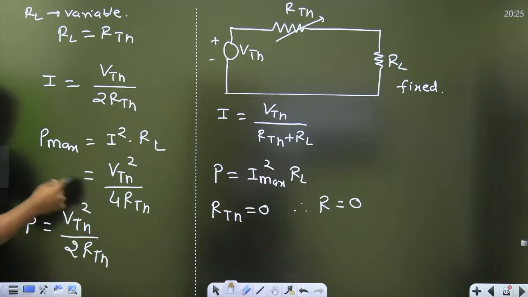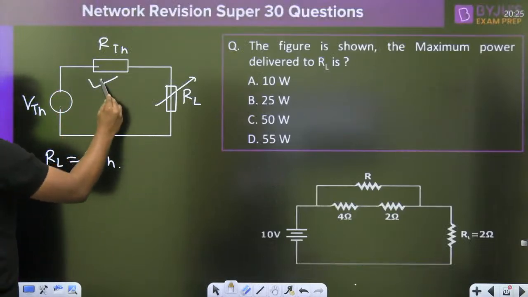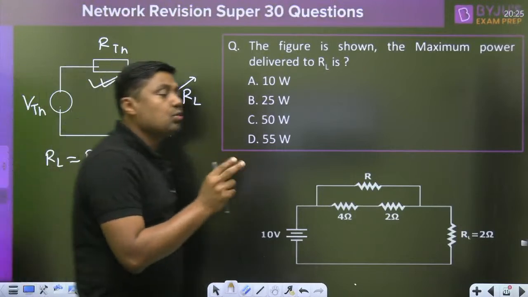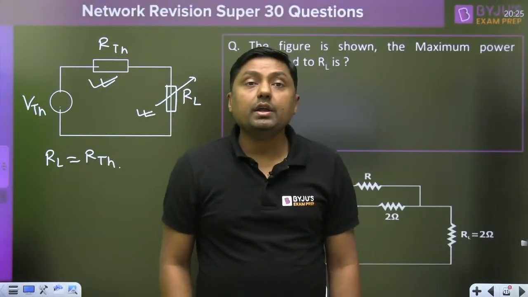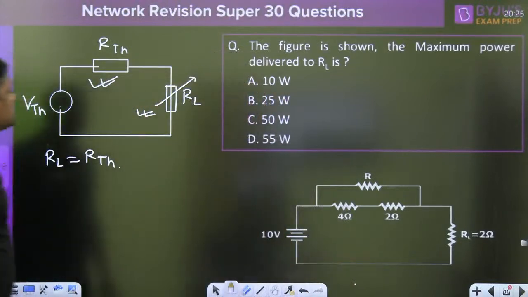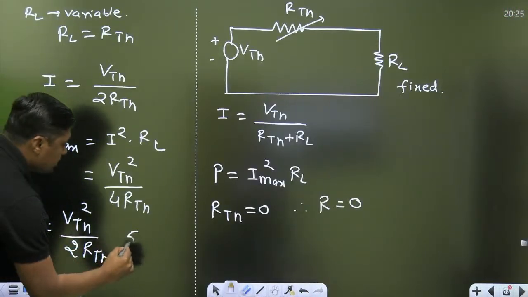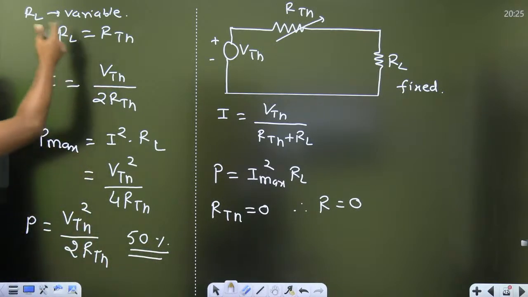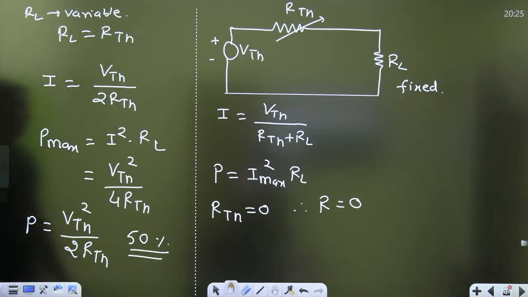And half of this power is wasted across what? RTH, and half the power will be given to what? RL, because both are equal. And that's why it is what? 50% efficiency. 50% efficiency in the second case. This is the case, 50% efficiency. Power conversion efficiency is 50% when RL is variable.